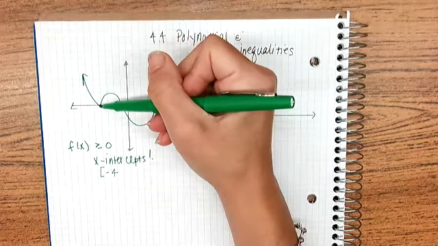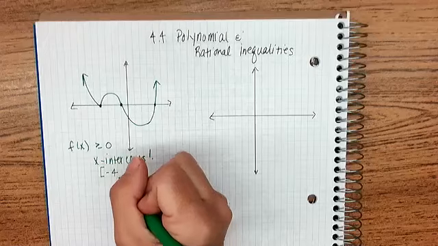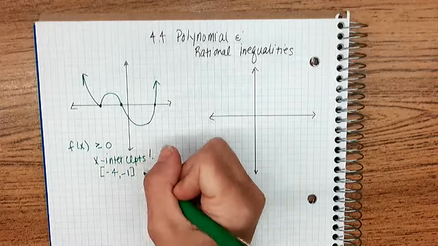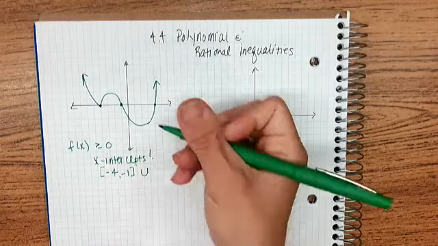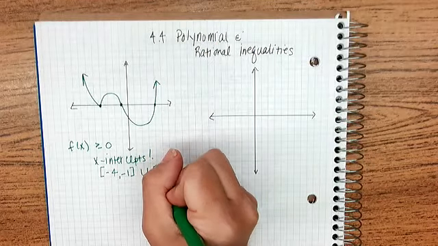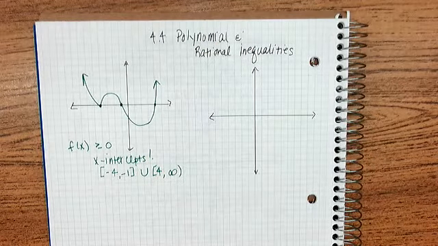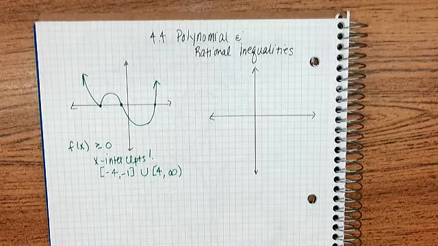So for this particular problem, I am greater than or equal to 0 from -4 to -1, in union with, I believe that's +4, to infinity. And remember, infinity is always a parenthesis. So the x-intercepts are super important.